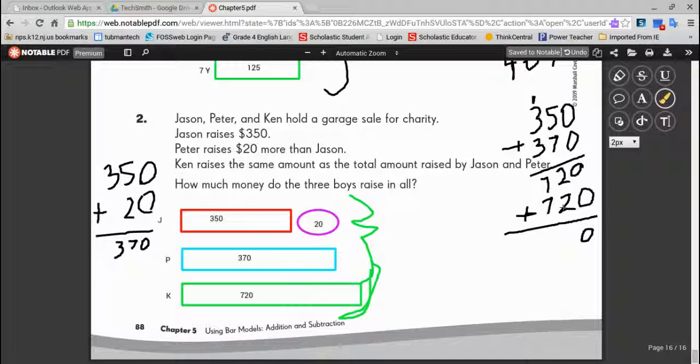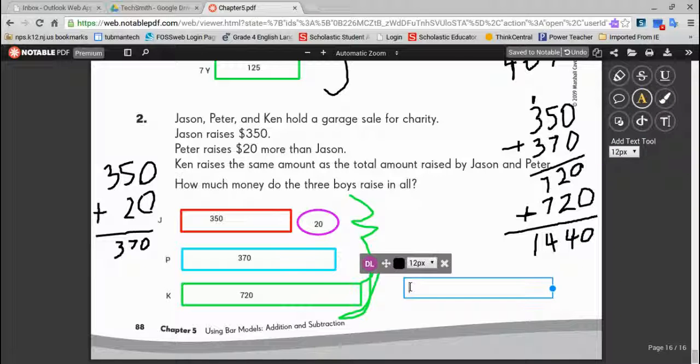So 0 plus 0 is, again, 0. 2 plus 2 is 4. And 7 plus 7, well, that's 14. 4. And the 1 goes down. So here, how much money do all 3 boys raise in all? We know it's this much right here, 1,440. And let's write that in a sentence. All 3 boys raise $1,440. Okay, and that's page 88.